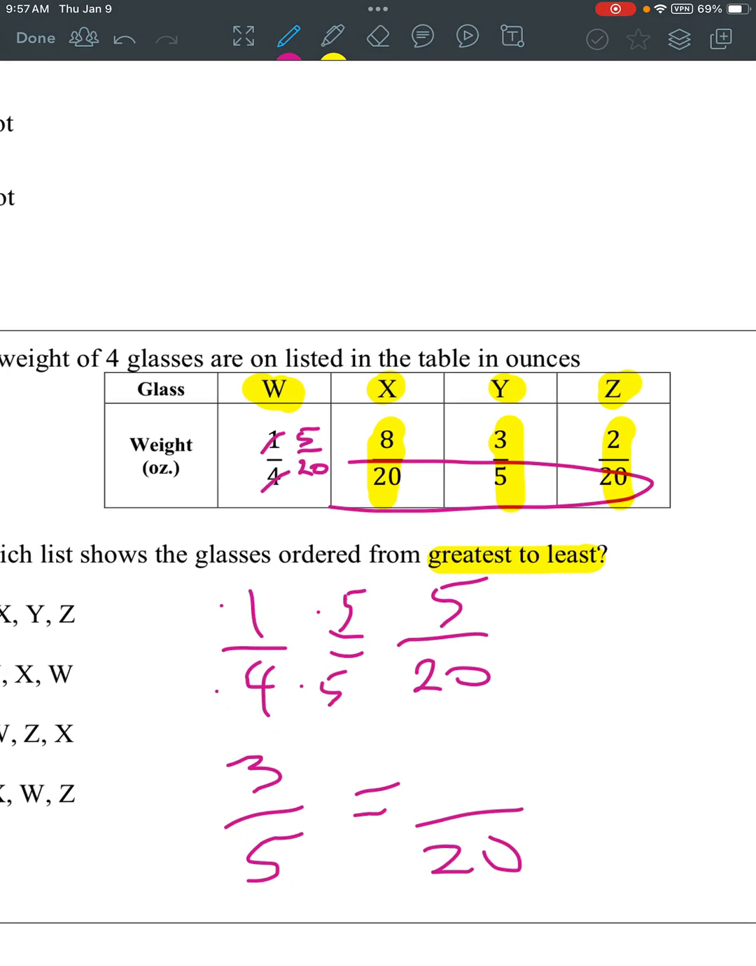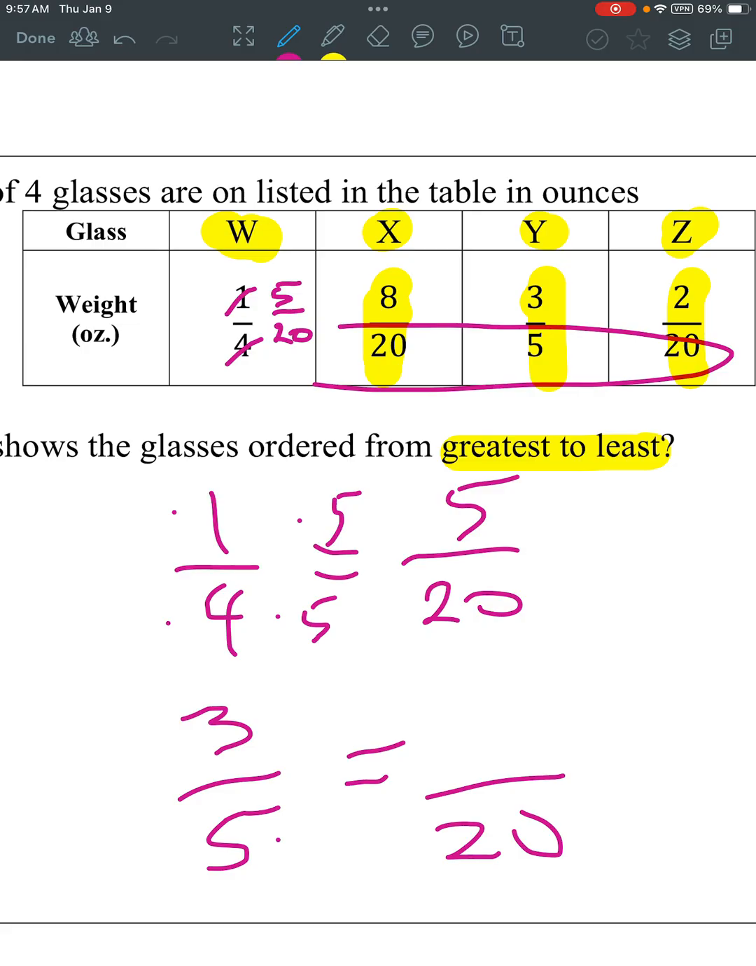Same thing for 3/5. I'm going to multiply by 4. 5 times 4 is 20. So 3 times 4 is 12. So up here, I don't have 3/5 anymore. Now I have 12/20ths. I could cross that off.